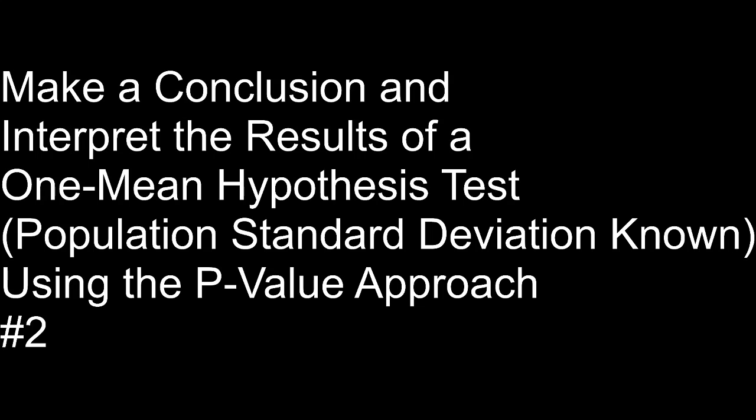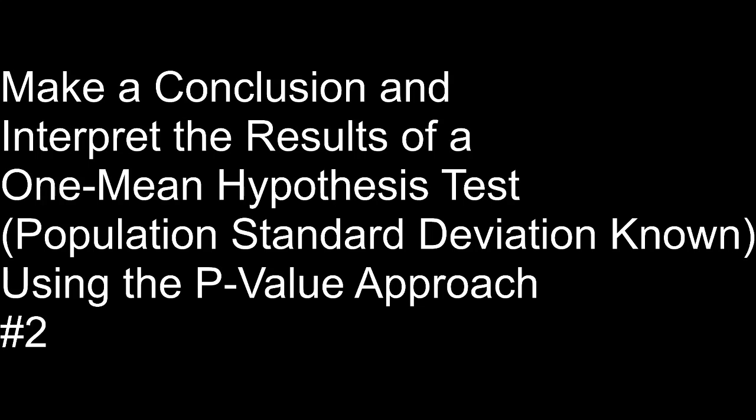This video is on the objective: make a conclusion and interpret the results of a one-mean hypothesis test. Now this is with the population standard deviation known, right? So sigma is known here, meaning that our test statistic for a sample will be a z-score. And we'll be dealing with the normal distribution, not the student's t. And this time we're using the p-value approach, right?